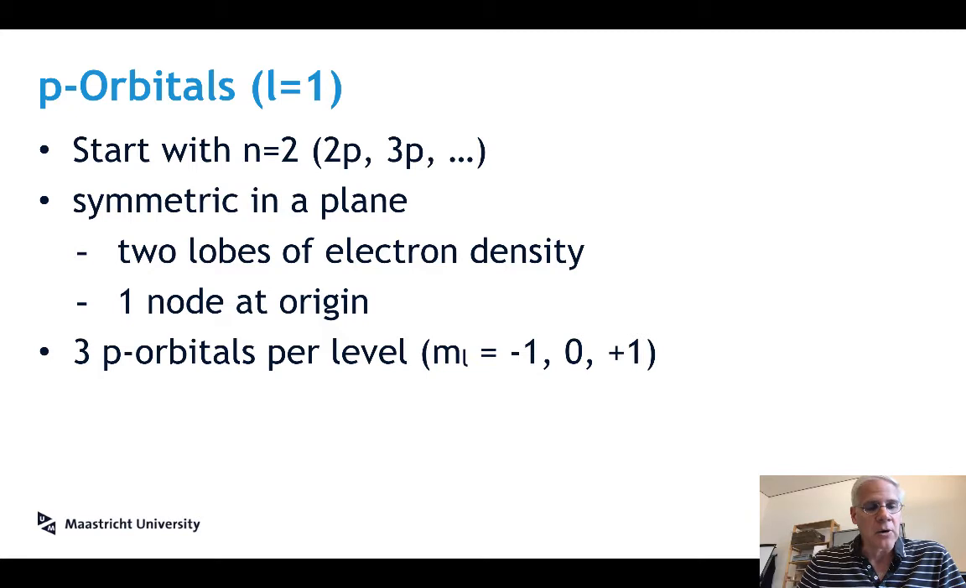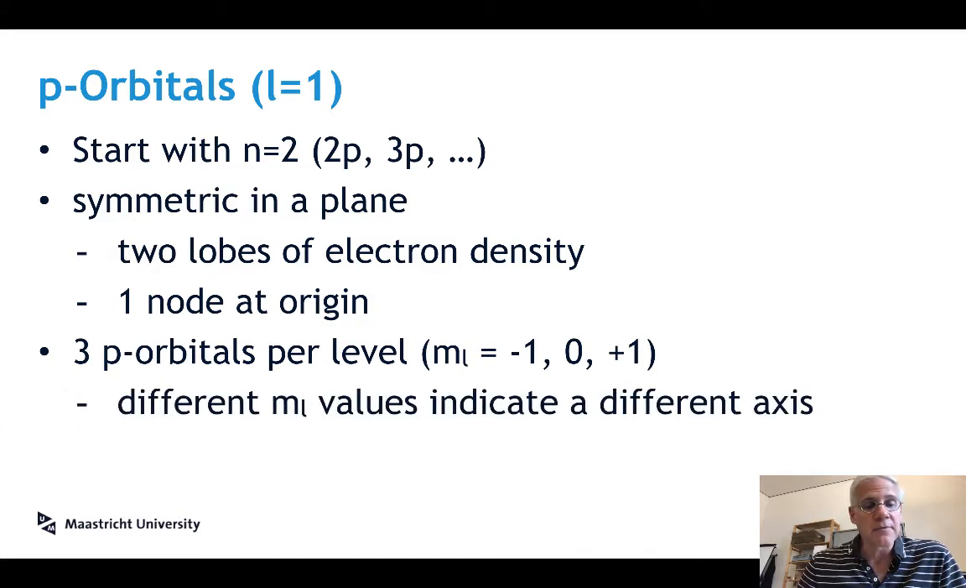Because of the m sub l values, we get 3 p orbitals per level, and these correspond to the m sub l values of -1, 0, and +1. And remember that m sub l is what determines the orientation in space, or the direction that they're pointed in space. We can think of these different m sub l values as pointing along the x-axis, y-axis, and z-axis. And so we actually call those p orbitals the px, the py, and the pz.